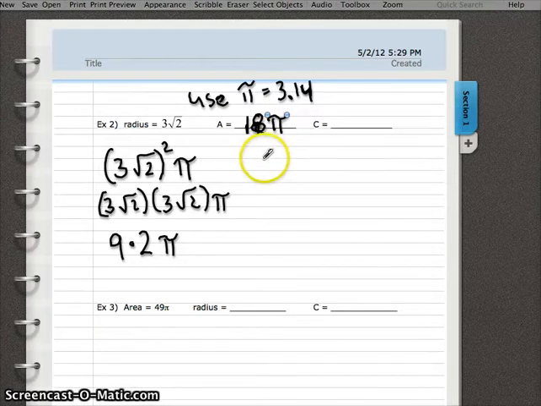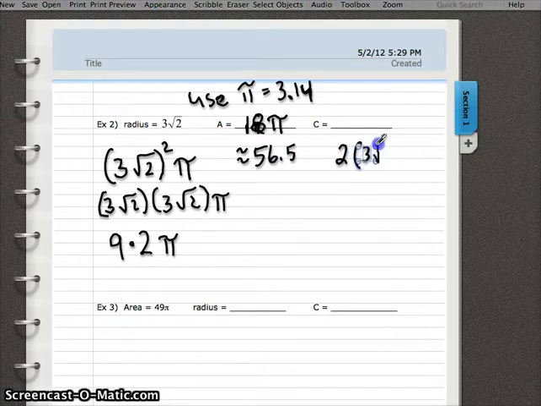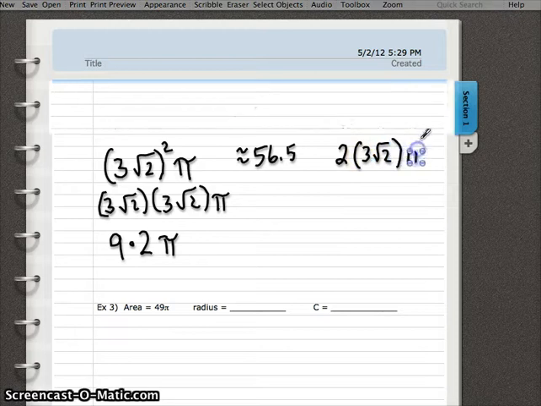Or if we want to use the decimal value, we could get approximately 56.5-ish, somewhere in there. To find the circumference, we would double our radius. So 2 times the quantity of 3 times the square root of 2 times pi.